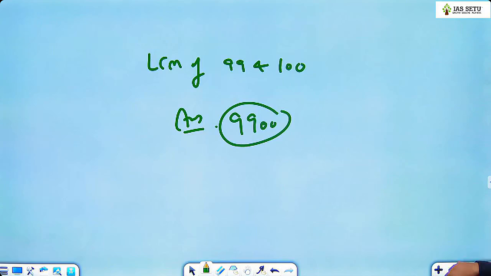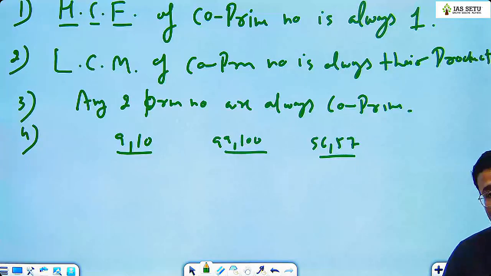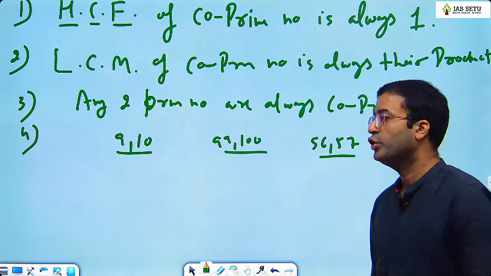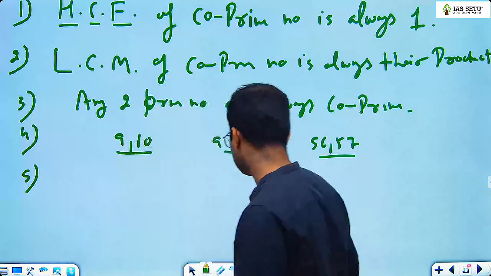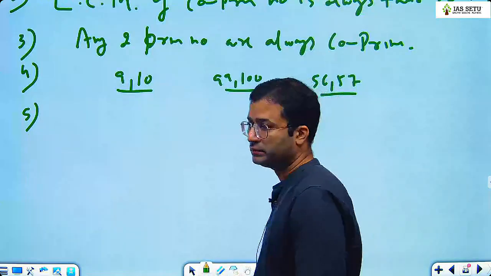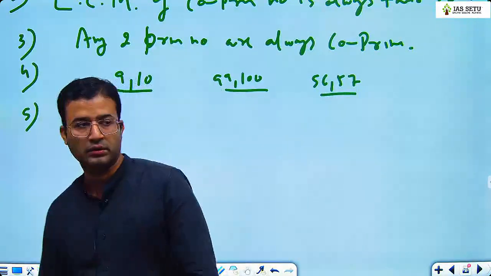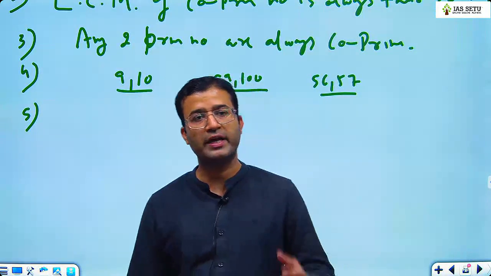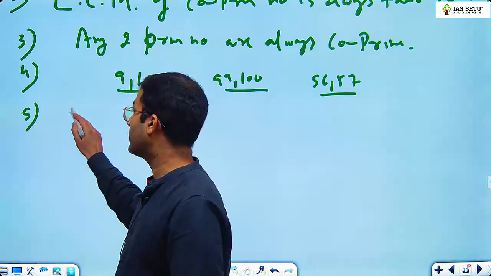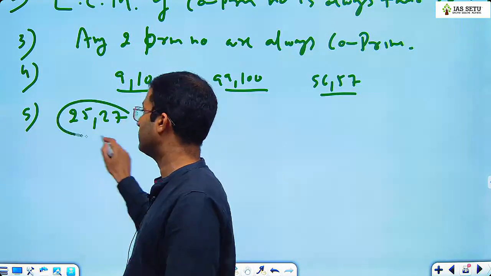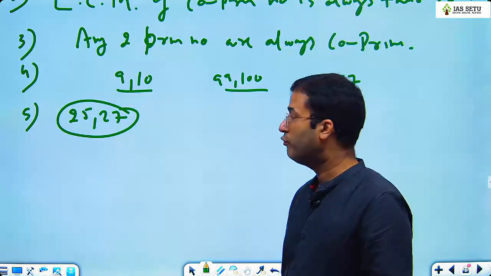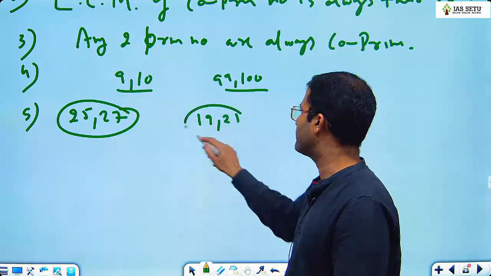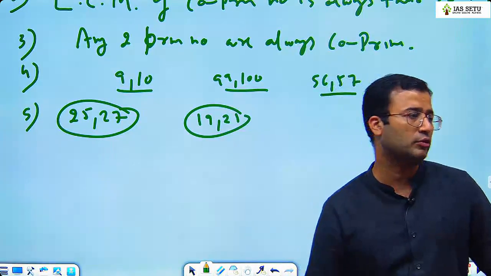Next point, two consecutive odd numbers. Fifth point, two consecutive odd numbers are always co-prime to each other. Are always. You take any two consecutive odd numbers. For example, 25 and 27. For example, 19 and 21. कोई भी check कर लेना. These are co-prime to each other. Yes.